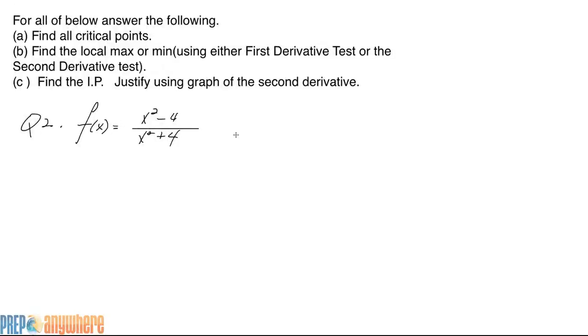Actually, we're going to be doing sketching today. One of the things you have to learn to notice is that this is an even function. Do you guys remember even functions? How do I know this is an even function? That wasn't part of this question, but do you see that it's an even function?